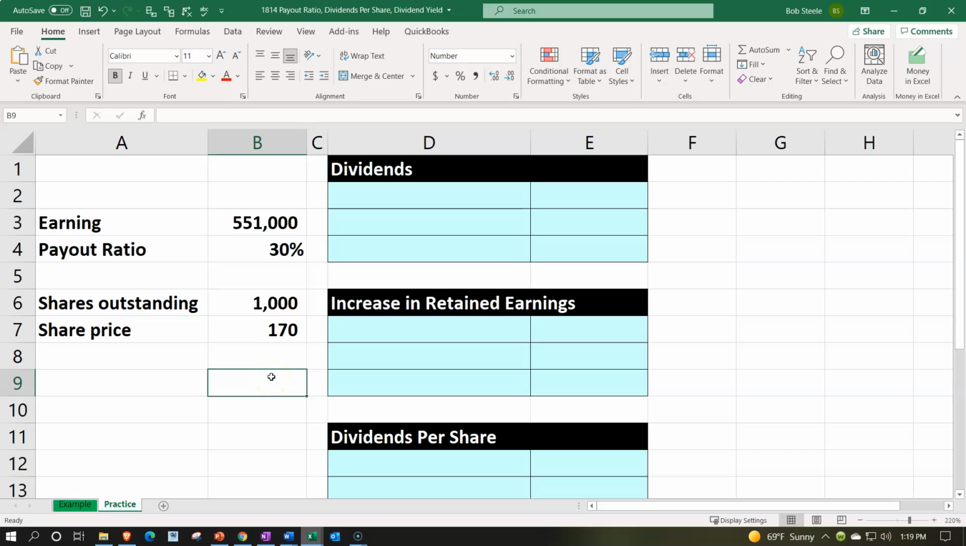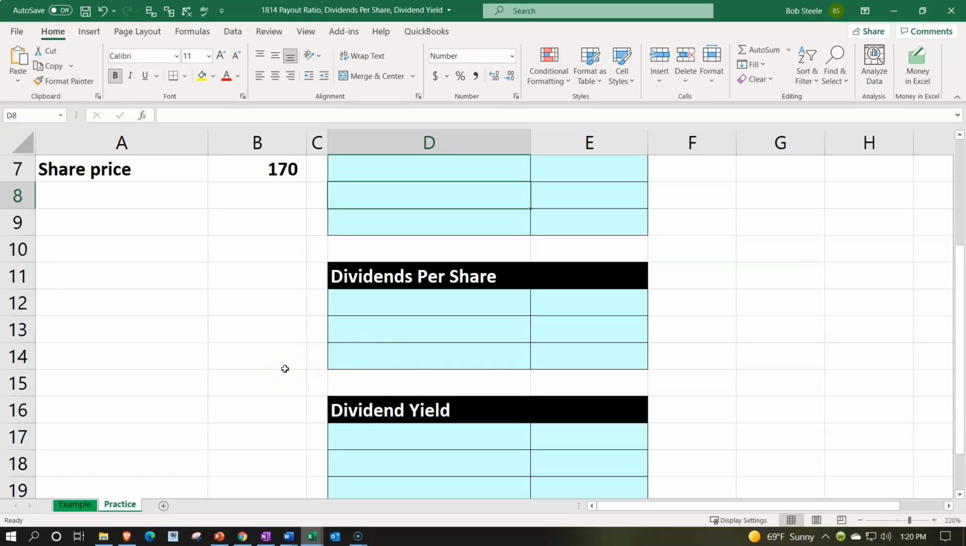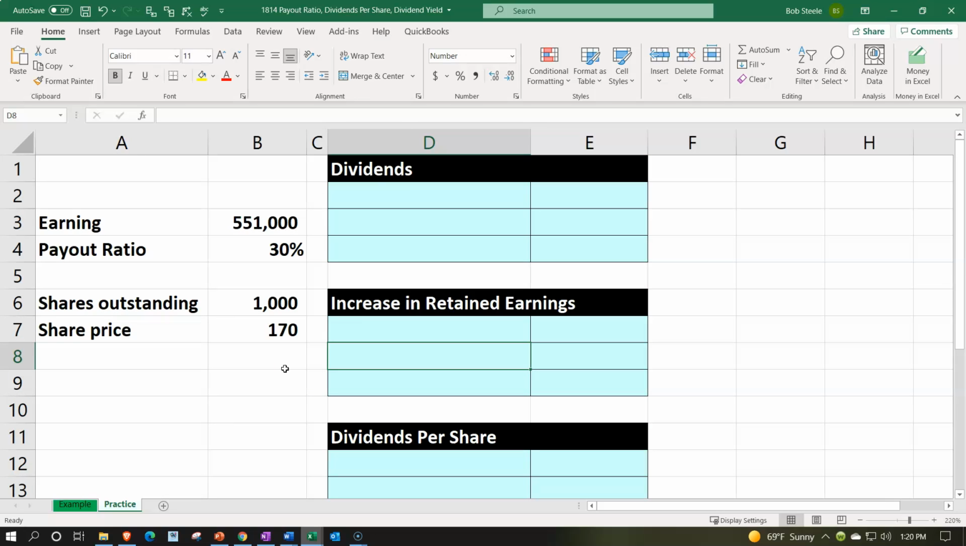Here we are in Excel. If you have access to Excel and would like to follow along, note that we're in the Practice tab as opposed to the Example tab. The Example tab, in essence, being our answer key. Information on the left-hand side, we're going to populate into the blue area on the right-hand side, calculating the dividends, the increase in retained earnings, the dividends per share, and the dividend yield calculations.